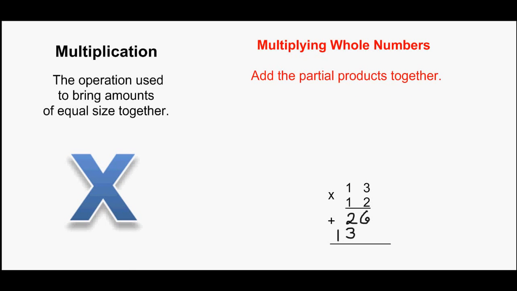Lastly, we will add the partial products together to get our final answer. 6. 2 plus 3 is 5. And 1. 156 is our final answer.